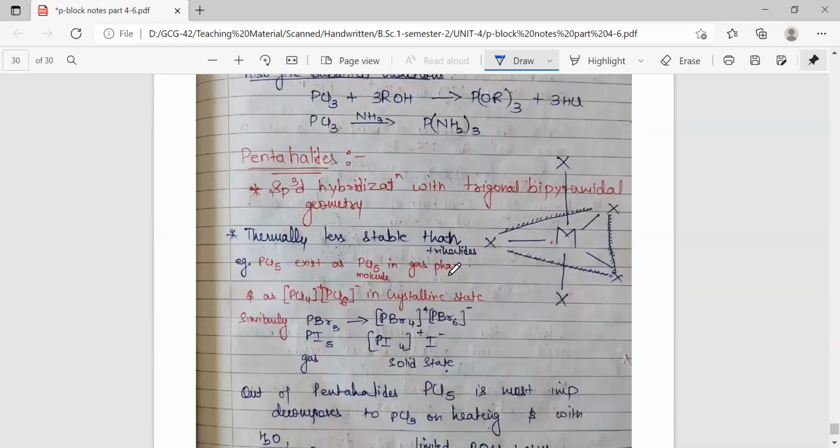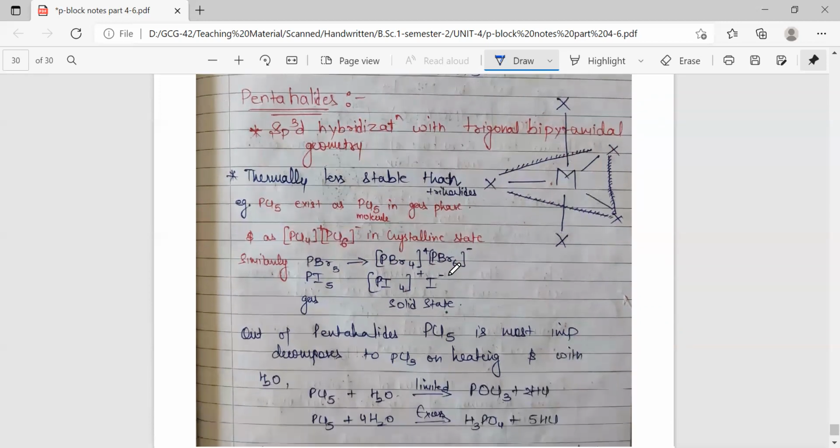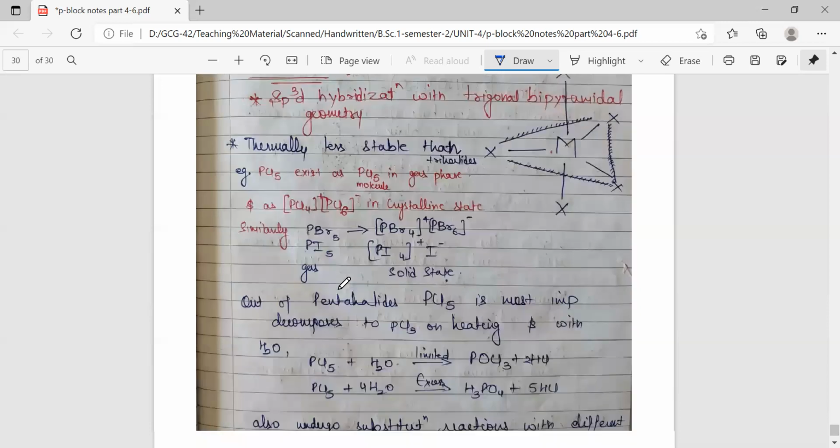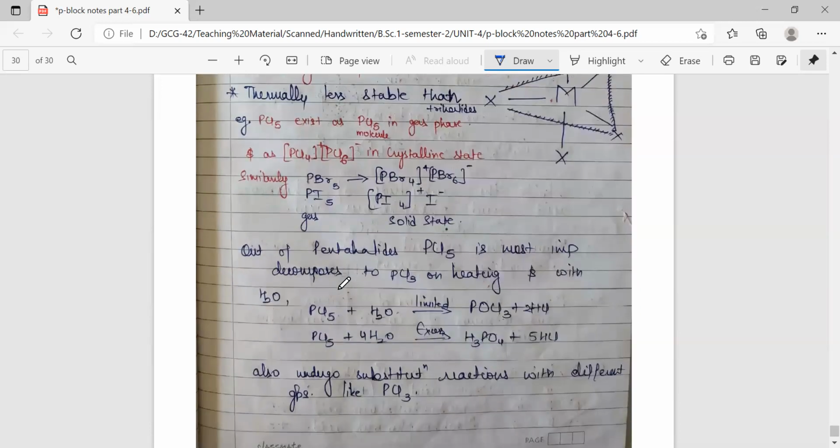So pentahalides are sp3d hybridized. They have trigonal bipyramidal geometry. They are thermally less stable than the trihalides. PCl5 is one of the most important pentahalides for group 15 elements. In the gaseous state, it exists as discrete PCl5 molecules, but in the crystalline state, it exists as an ionic compound, PCl4 positive, PCl6 negative. Similarly, in their crystal states, PBr5 and PI5 also exist like this. So out of the pentahalides, this one is the most important.